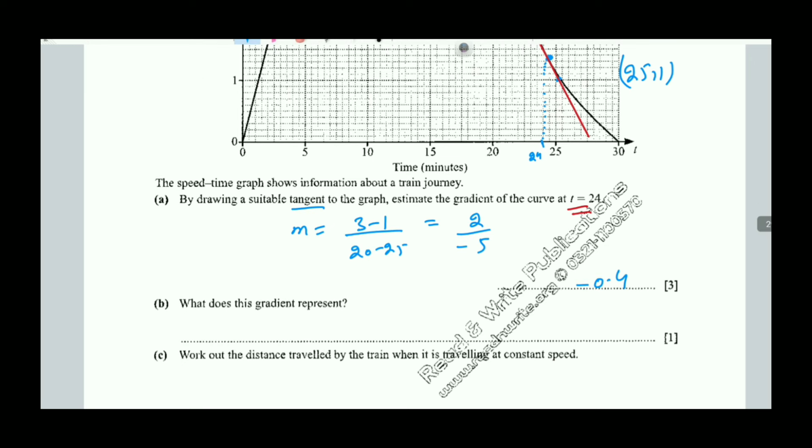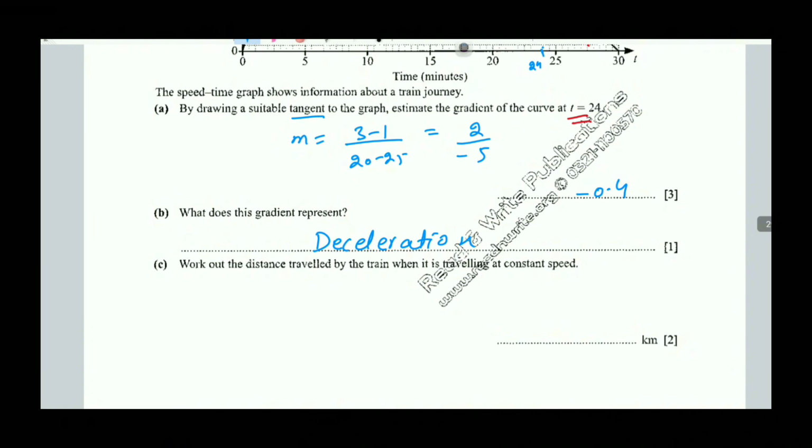Okay, what does this gradient represent? We will write here deceleration. You can see that this is deceleration, this is negative. So here you can write negative because this is gradient. Deceleration, okay.